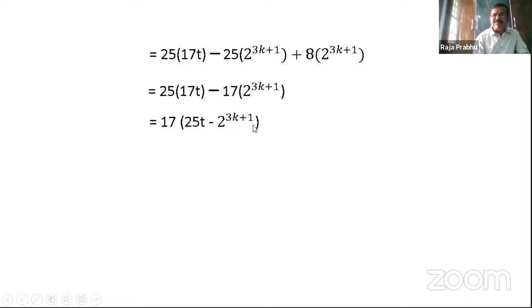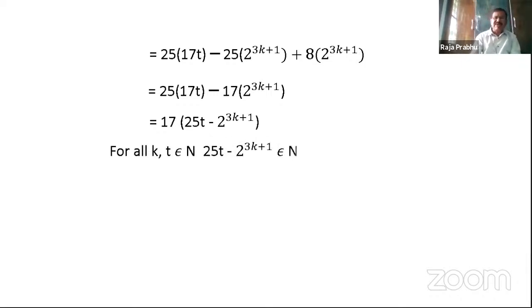Now once you think of what this something is, here t and k are natural numbers. When t is a natural number, 25 into t also will be natural. And when k is also natural, 2 to the power 3k plus 1 also will be a natural number only. Now the difference of two natural numbers will be an integer. Now 17 into an integer will always be an integer. So for every k, t belonging to N, this 25t minus 2 to the power of 3k plus 1 also will be a natural number. Therefore, consider this 25t minus 2 to the power of 3k plus 1 as some m.